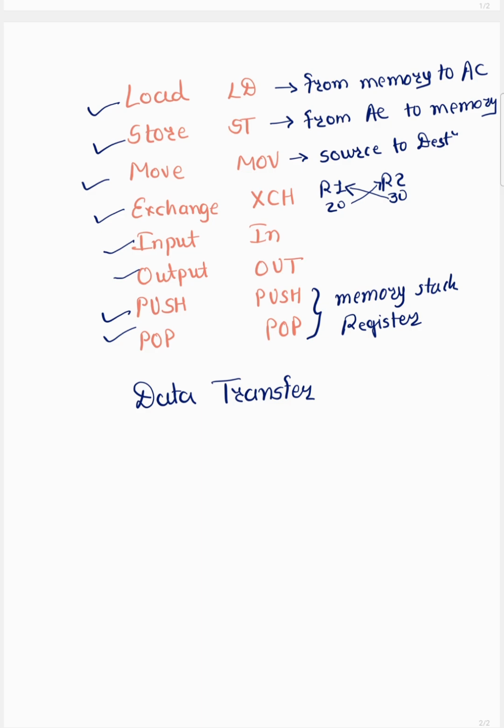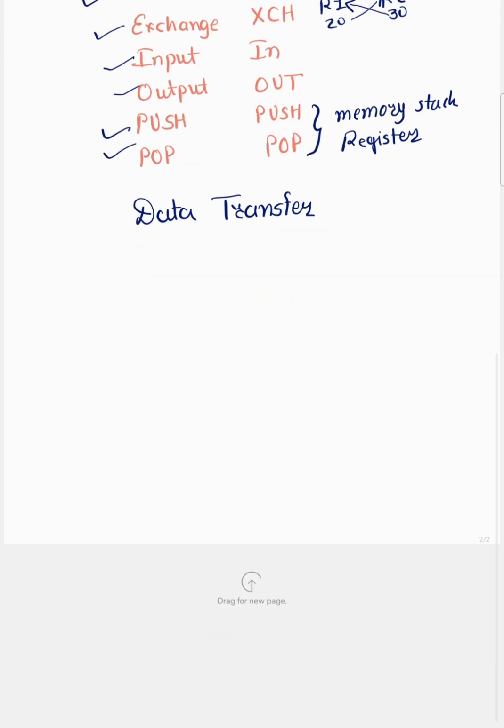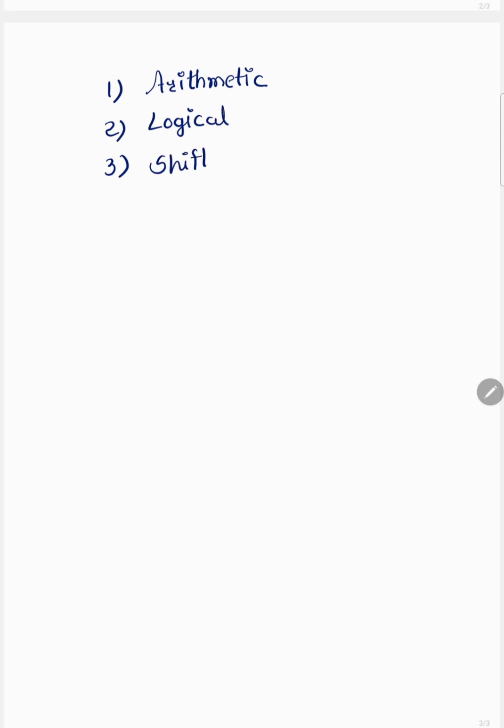Now next let us quickly go towards the manipulation instructions. If we talk about the manipulation instructions, again, we can divide them into three kinds, right? First is arithmetic instruction. Then we have logical instruction, and the last is shift instructions, right? So these three kinds of instruction we can consider, right?